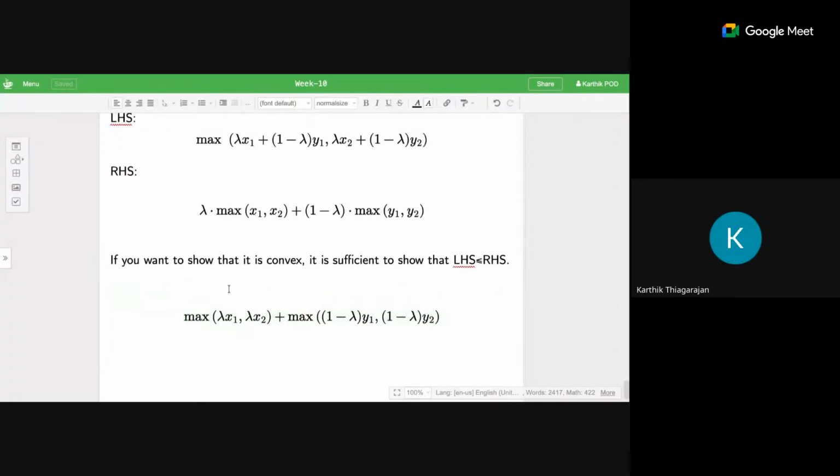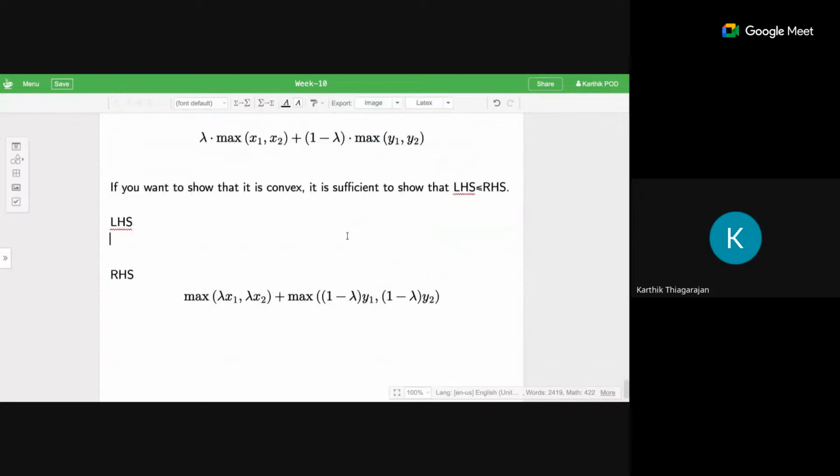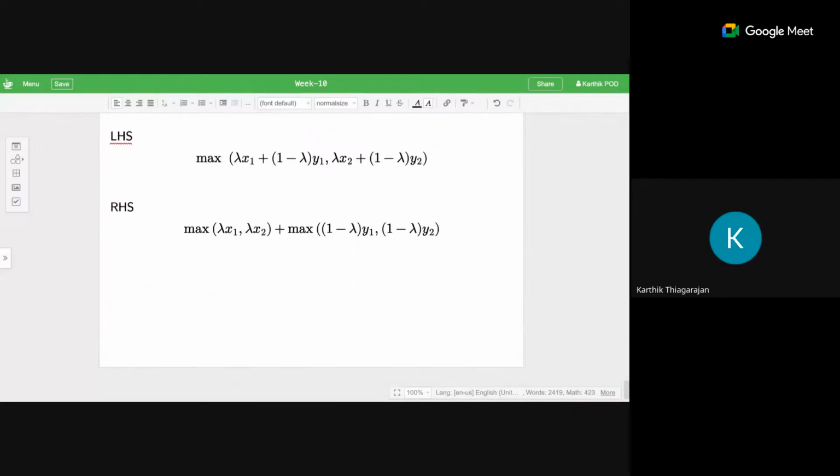Now this is the new RHS. It's the same RHS, but we have modified things a bit. And this is your LHS. Okay, this is what you have now. Do you see anything happening here? Can we just separate out x1 and x2? See, on the LHS you have lambda x1 and lambda x2.